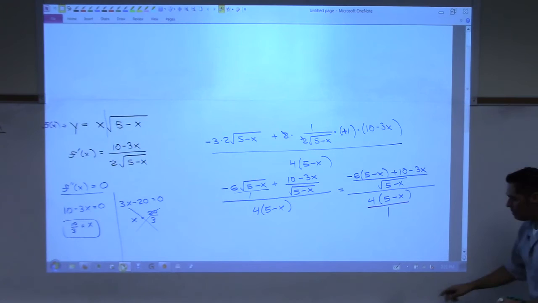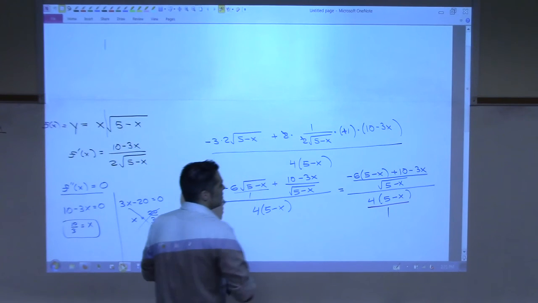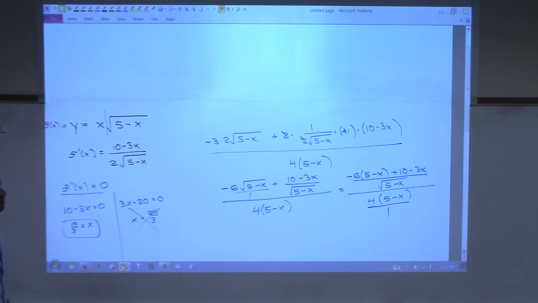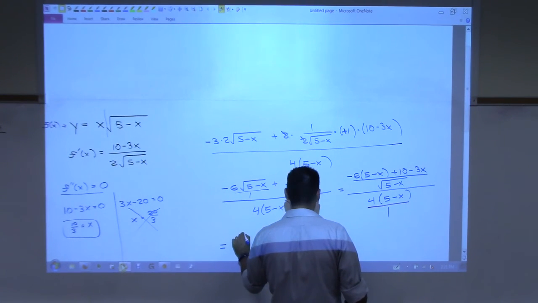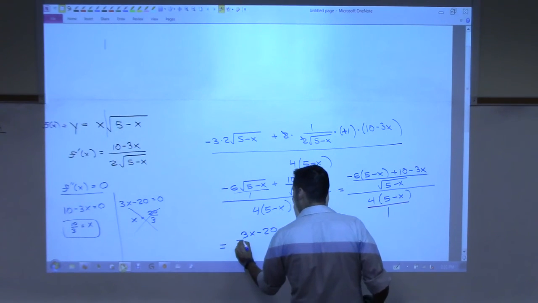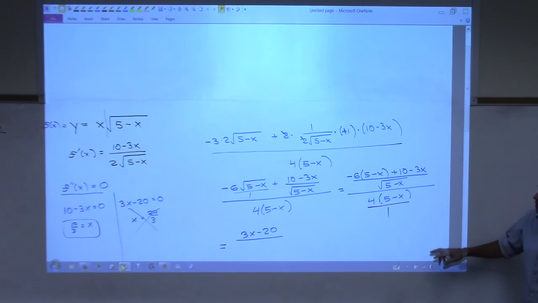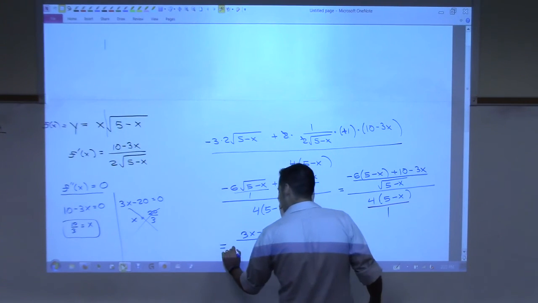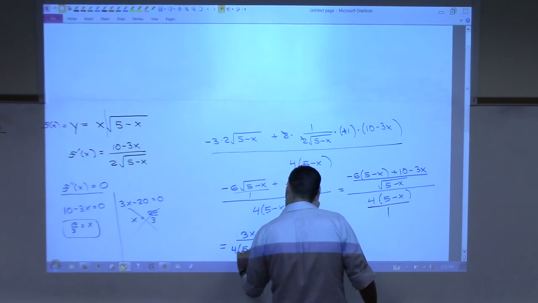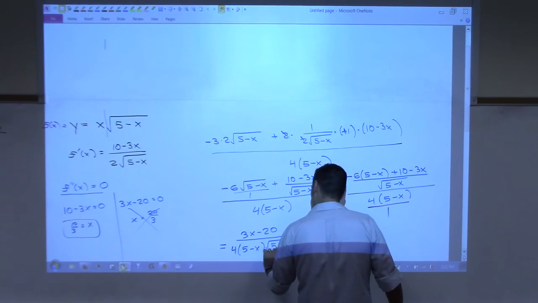What do you get if you clean up the top? I sure hope it's something like negative 30 plus 6x plus 10 minus 3x. Isn't it that one? Yeah. It's going to be that. So we get 3x minus 20 on top over, and then flip that like this, right? And so the only thing left on the bottom is 4 times 5 minus x times root 5 minus x.